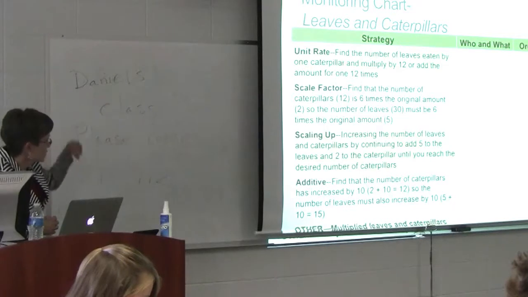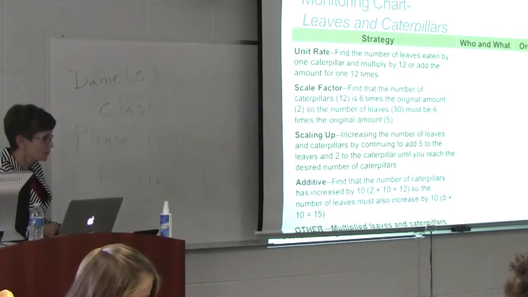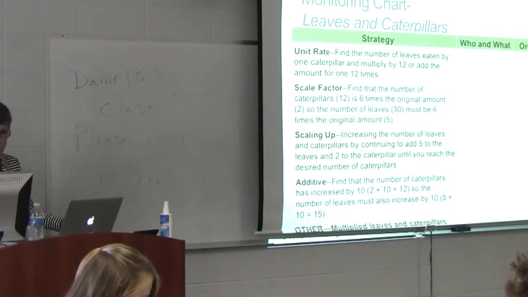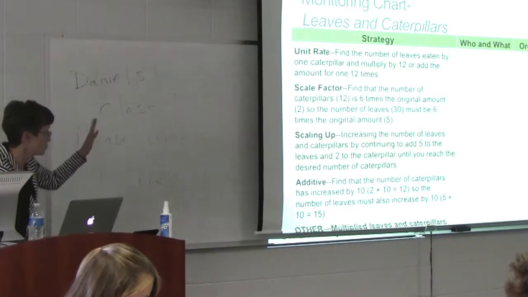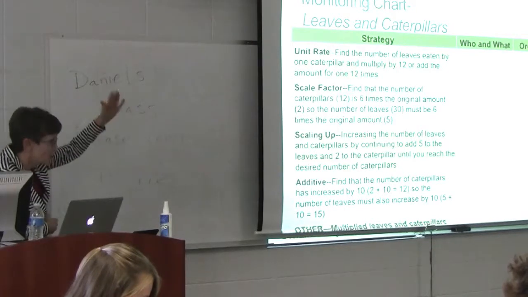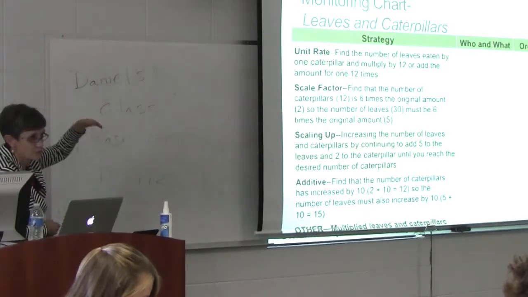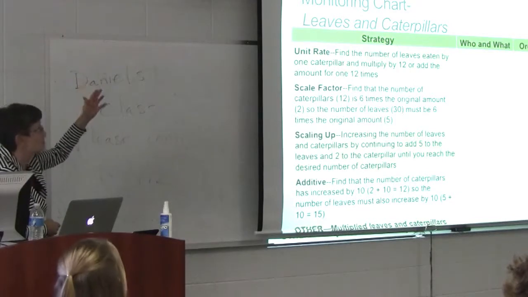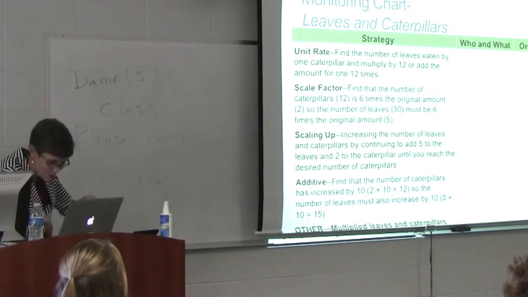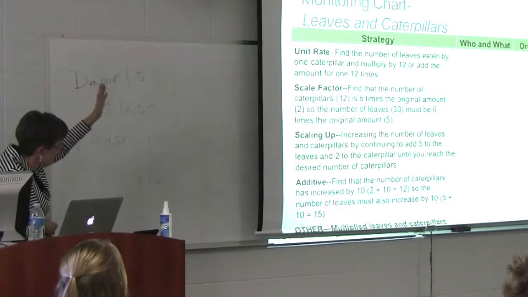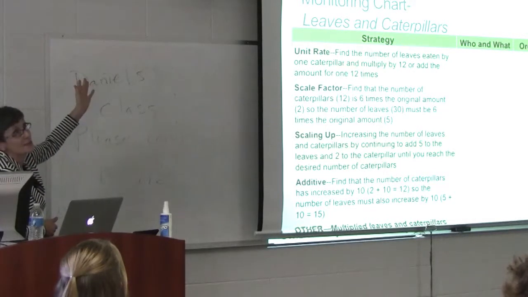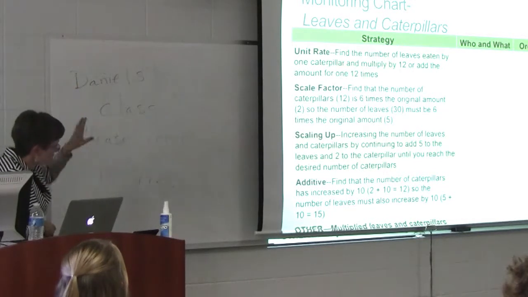The problem that I was talking about here is the leaves and caterpillar problem, which basically, there's a certain number of leaves that 2 caterpillars eat, 12 leaves. I can't remember the exact problem. And you want to know how many leaves you need for some other number of caterpillars. I thought I had written the problem down, and it turns out I didn't. Anyway, it's in the introduction of the 5 Practices book.